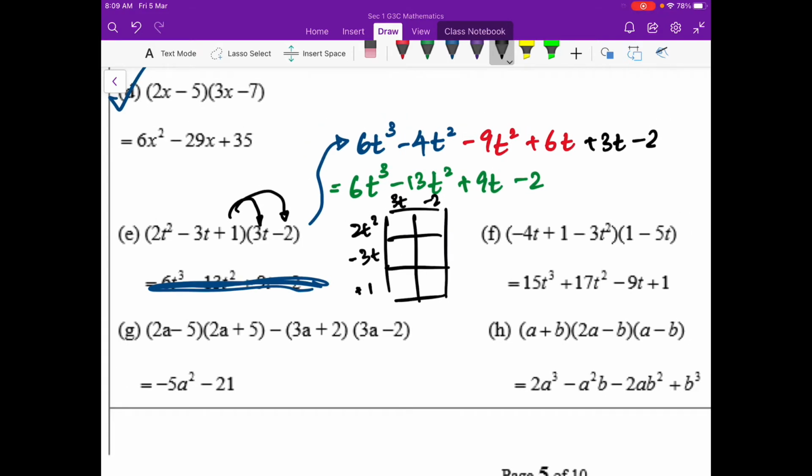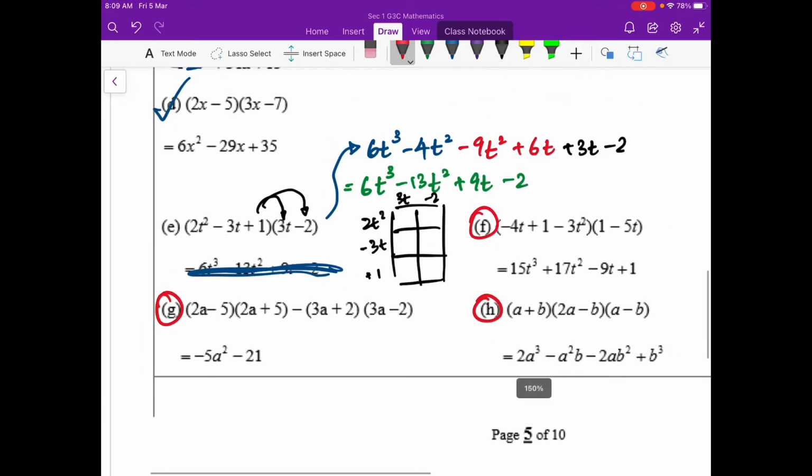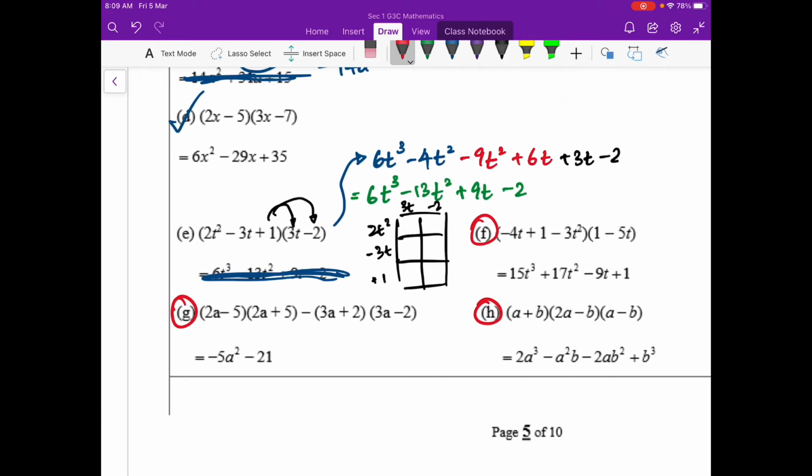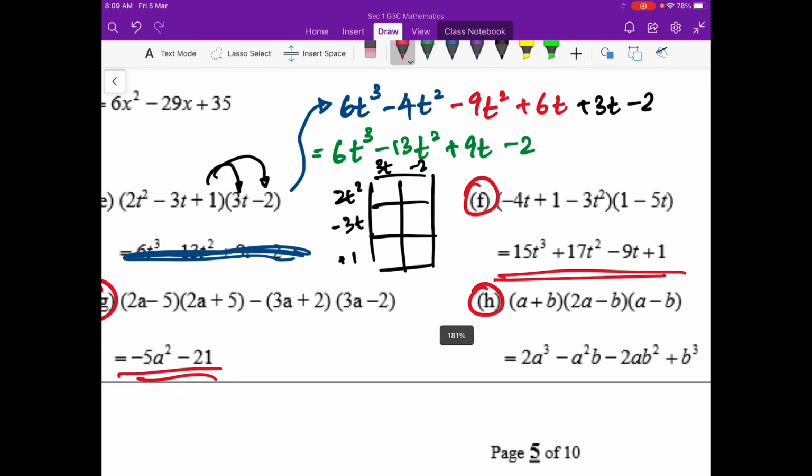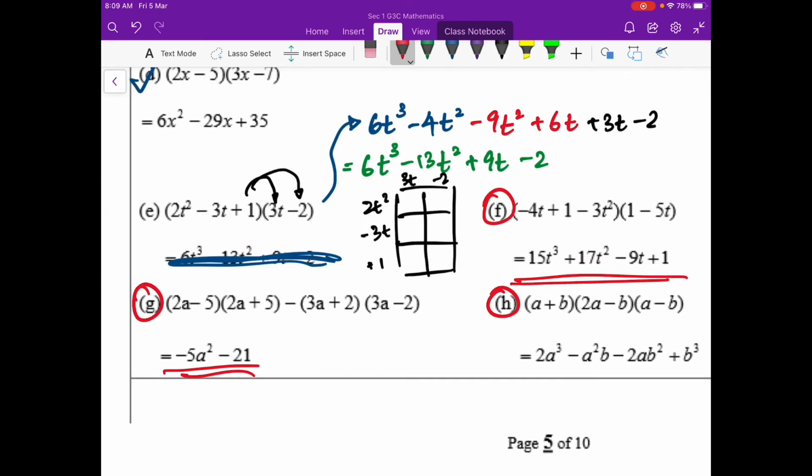Okay, then now for part F, G, and H, you can copy down the answers. Part F and G, copy down the final answer, try yourself at home. I will now move on to part H. Part H. Okay, so just copy the answer for F and G.